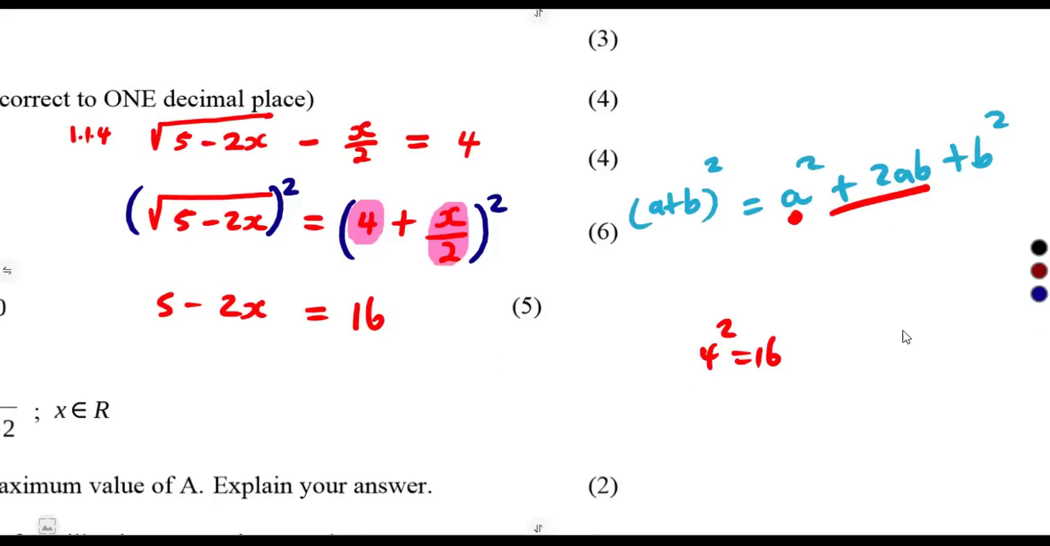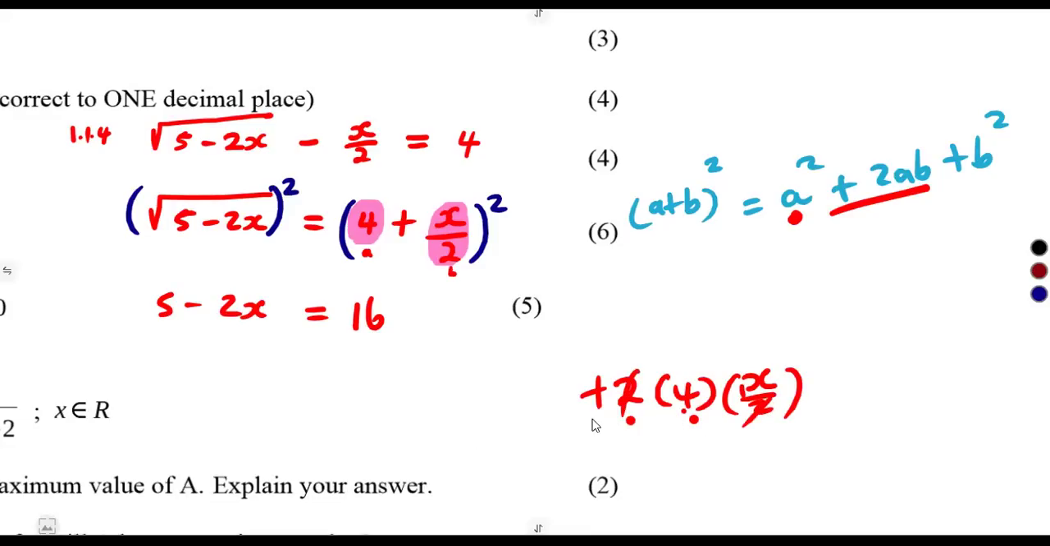Plus 2ab. So it's supposed to be plus 2 times a. What is our a? Remember, this is our a, this is our b. So our a is 4. And what is our b? Our b is x over 2. So you multiply, guys, 2 times 4 times 1 over 2. This is going to cancel, remain with 4. So 4 times 1x, that's what? That's 4x. Just like that.